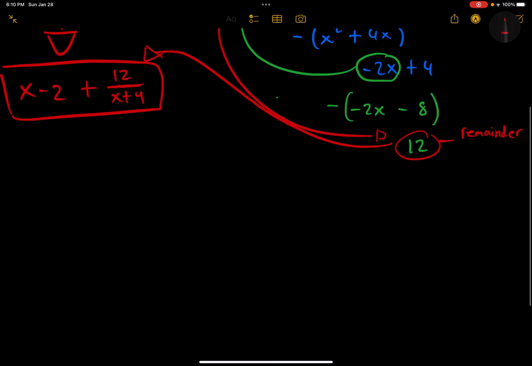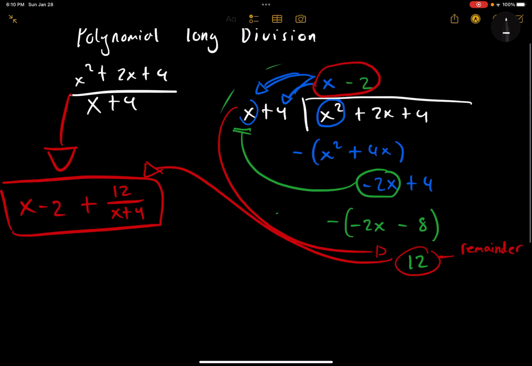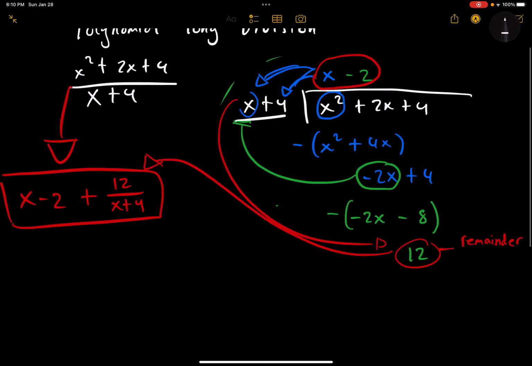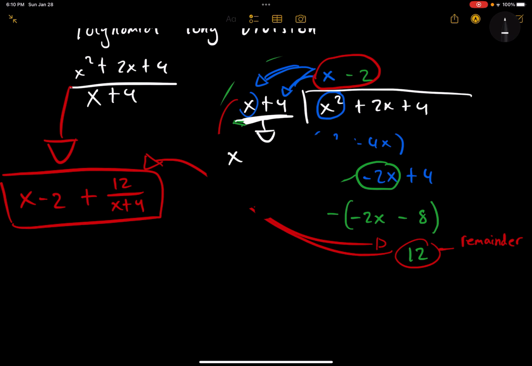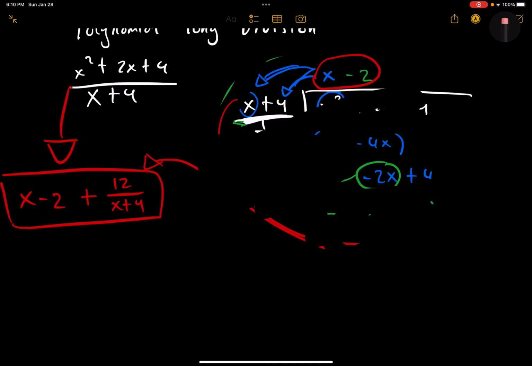Now, just don't forget, you can do this for anything. This right here, let me just make some space, can also be something like x squared plus 4x plus 2. It can be anything. You can use long division for any sort of thing.